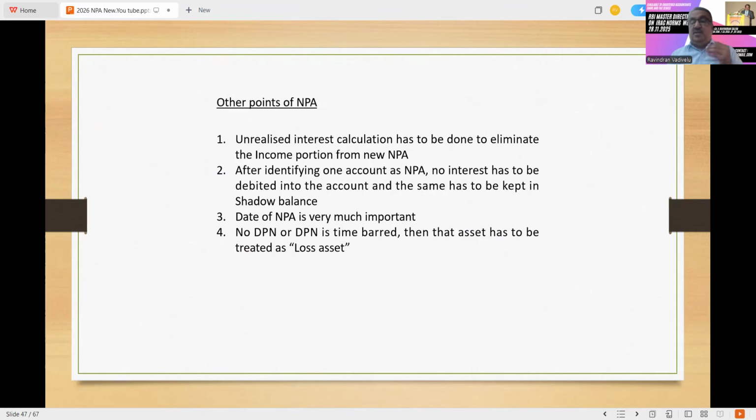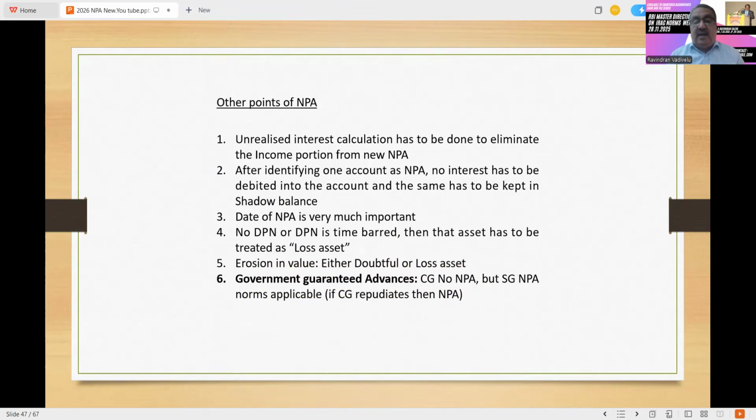In case there is no DPN, or the DPN is time barred, then the asset has to be treated as loss asset, provided it is an unsecured asset. If there is a collateral property and EM is created, then you can wait. It should not be classified as loss asset. And another important thing is erosion in property value. In case suddenly after sanction of the loan, the collateral value has changed due to some erosion in property value, you can directly classify those assets as doubtful or loss assets.